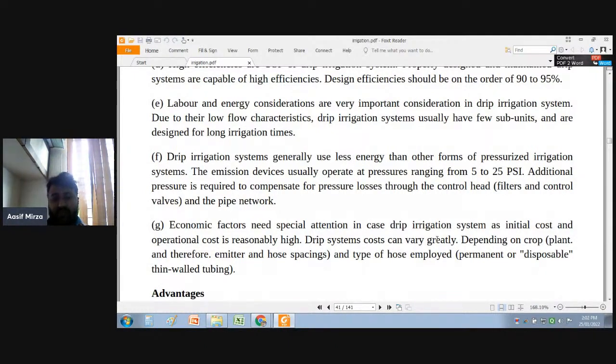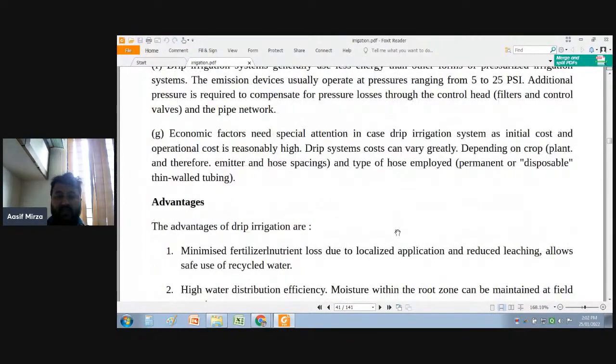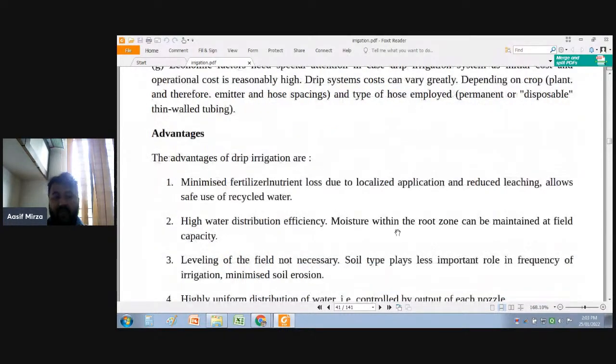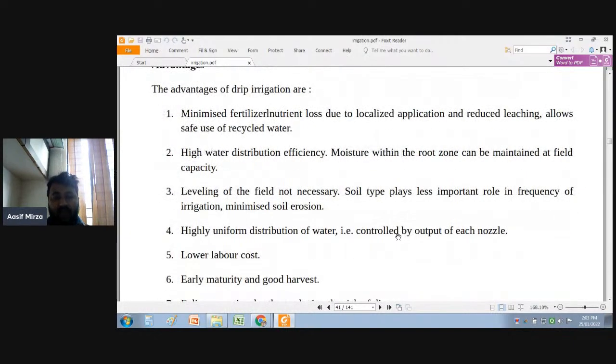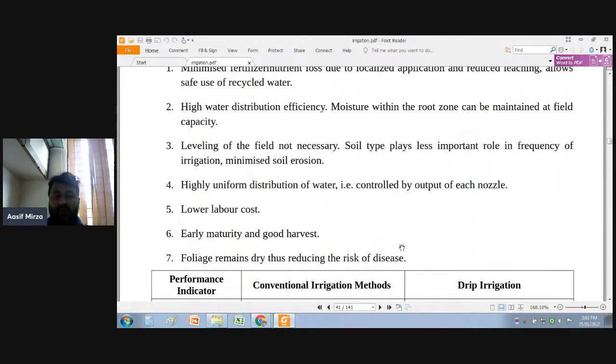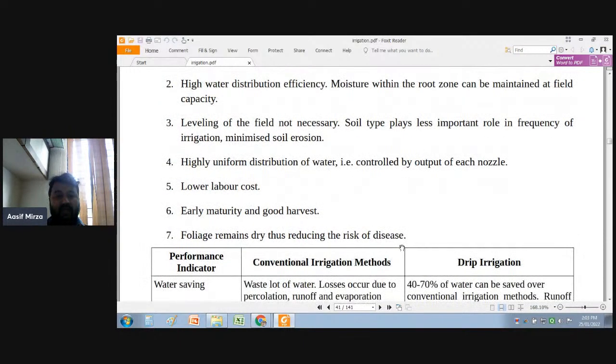Now, what are the advantages of this? The advantages of drip irrigation are minimized fertilizer nutrient loss due to localized application, and reduced leaching allows safe use of recycled water. High water distribution efficiency, and moisture within the root zone can be maintained at field capacity. Leveling of the field is not necessary. Soil type plays a less important role in frequency of irrigation, and it minimizes soil erosion. Highly uniform distribution of water is controlled by output of each nozzle. Low labor cost, early maturity and good harvest.